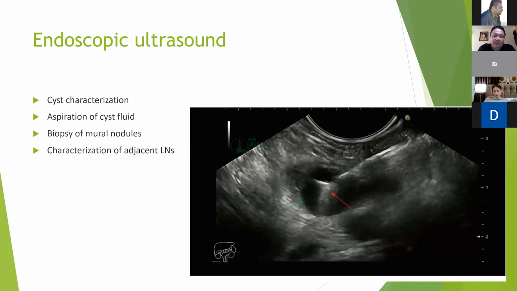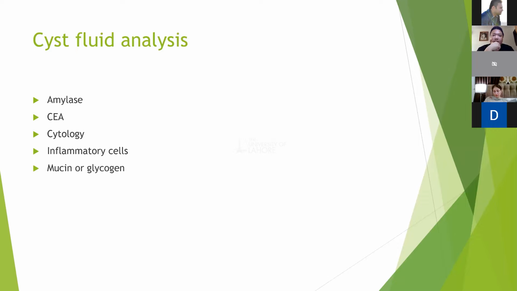On endoscopic ultrasound, we are close to the cyst, so we can see internal architecture, mural nodules, vascularity, septations. In addition, we can aspirate cyst fluid and biopsy mural nodules. In comparison to percutaneous biopsy or aspiration, there is less risk of spillage of cyst content into the abdominal cavity. We should evaluate cyst fluid for amylase, tumor markers, cytology, inflammatory cells, mucin, and mutations for better lesion characterization.